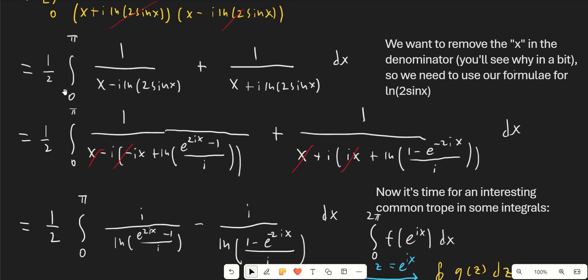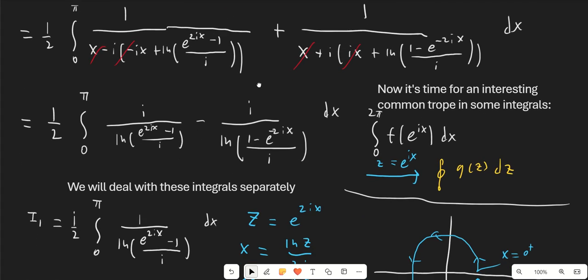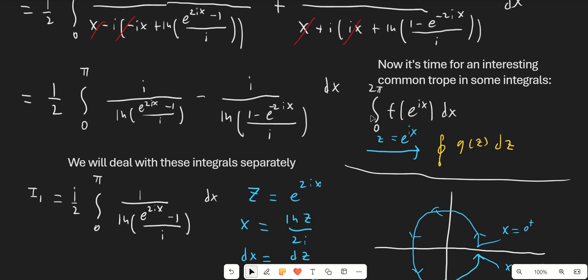We now have 1/2 the integral from 0 to pi of 1 over (x minus i ln 2 sine x) plus 1 over (x plus i ln 2 sine x). So we're going to try and remove the x in the denominator here and just have a natural logarithm. You'll see why we need to do that in a bit. So we're going to use those two formulae from earlier. In this first term, we're going to use the one that brings out a negative ix in front, and for the second term, we're going to use the one that brings out a positive ix in front, so that the x actually cancels. So we can go ahead and do that and cancel the x, and we'll end up with this integral right here.